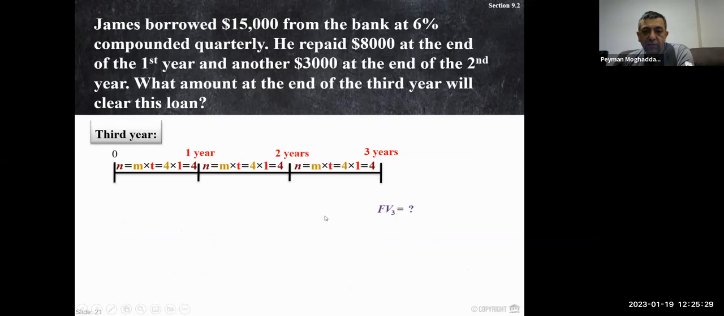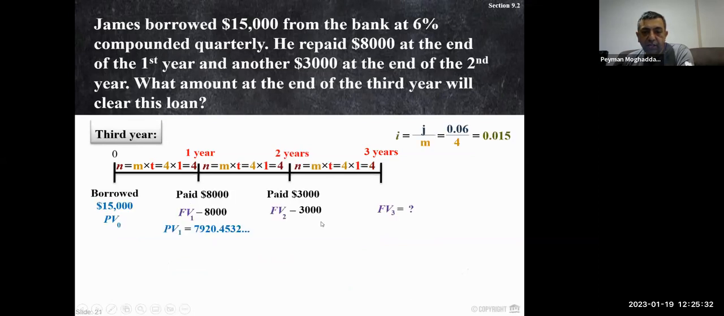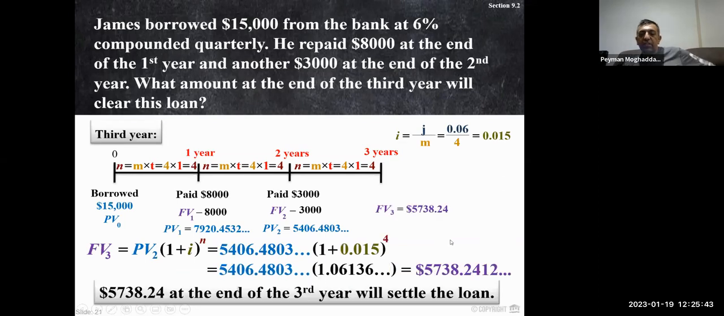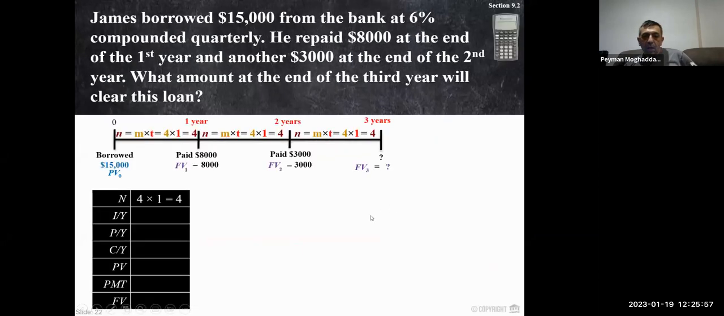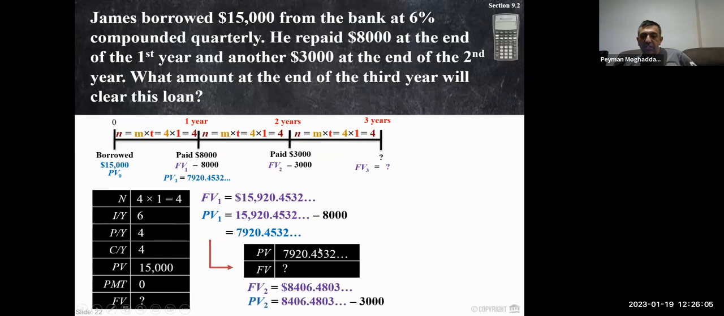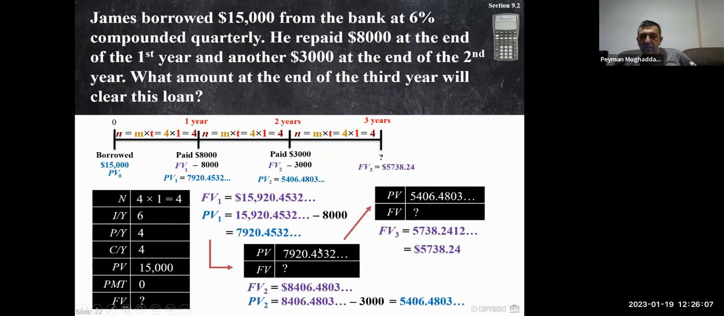In the third year, you find the future value for the third year as this. Future value over 3 years, the PV2, present value for the second year. And again, with the same process, we find this. So at the end of the third year, he has to pay $5,738.24 basically to pay his loans, okay? And you can also do it in the calculator, and you have to do that in 3 steps. Step 1 for the first year, step 2 for the second year, and step 3 for the third year, okay?